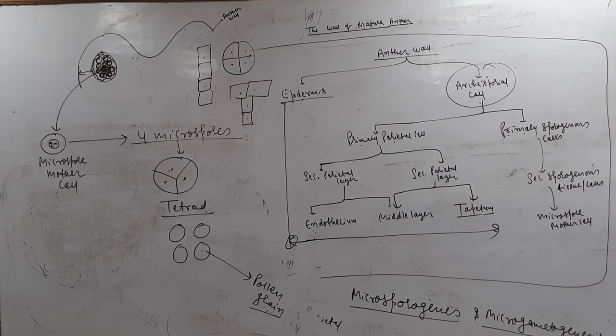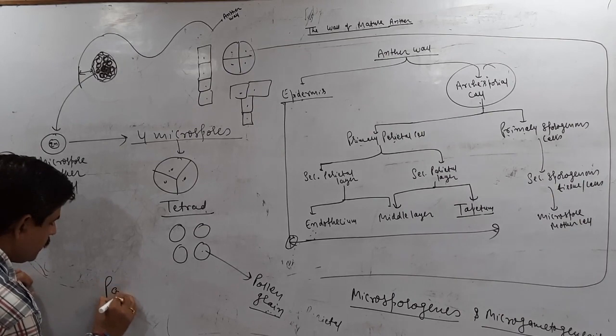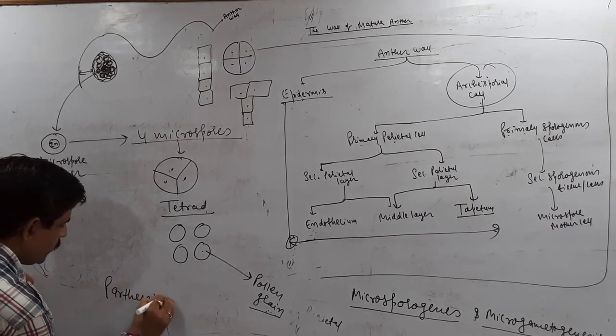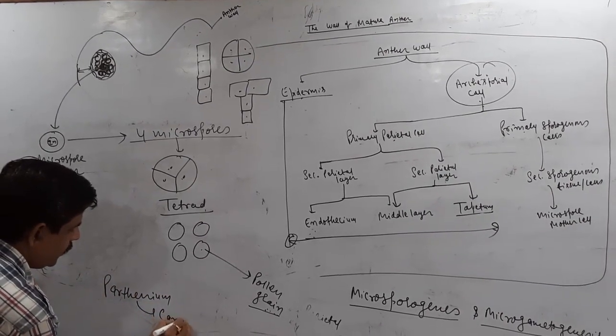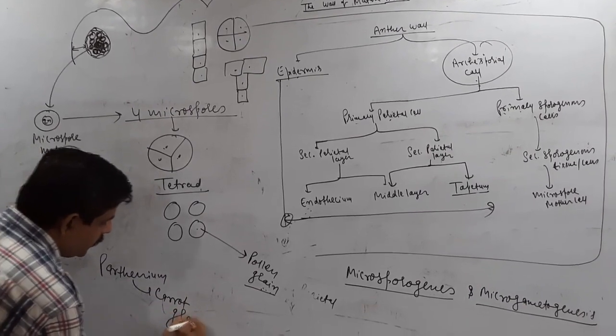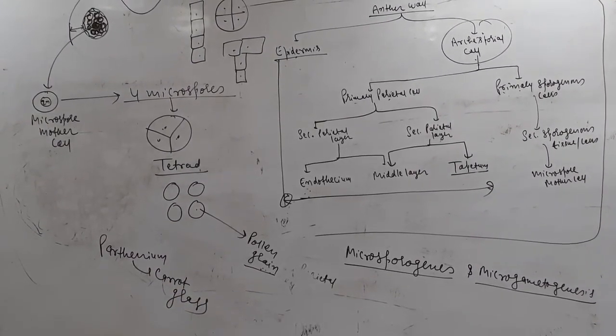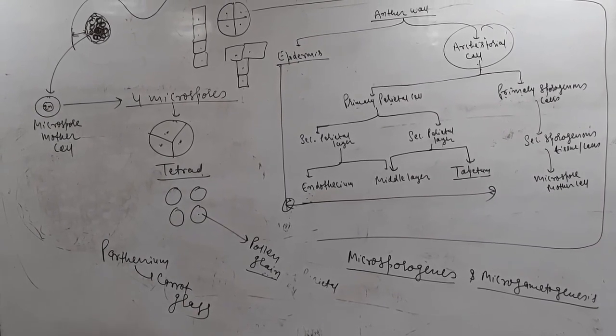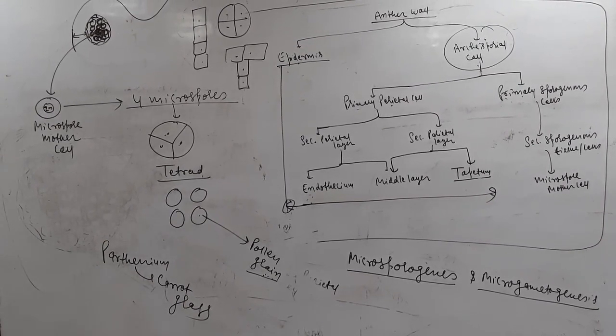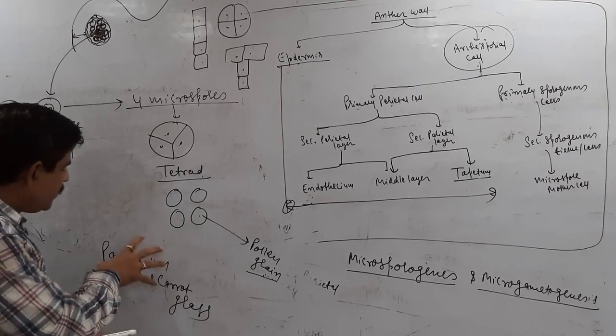The pollen grains of many species cause severe allergies. Parthenium, also called carrot grass, came into India contaminated with imported wheat.